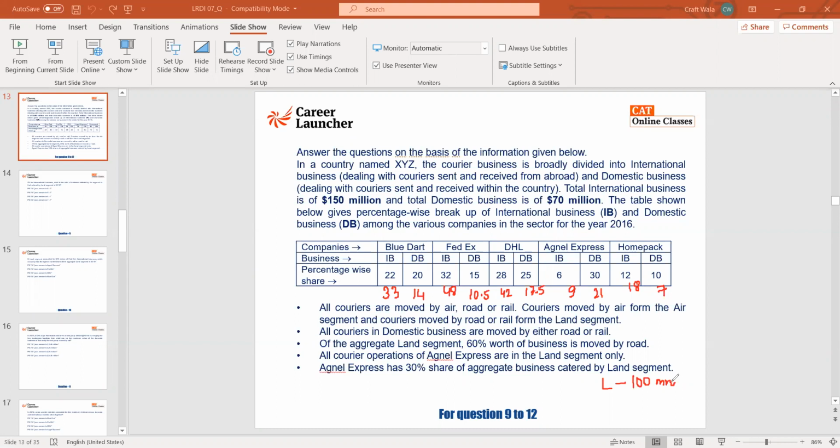Right, 30% is 30. So, and out of that, all the domestic. So domestic total is 70. So 70 million is from domestic inland, and balance 30 comes from international. 30 million comes from international. That means some international shipments are also done through land. So let's try to answer the questions now.